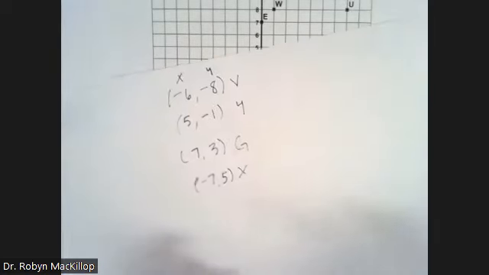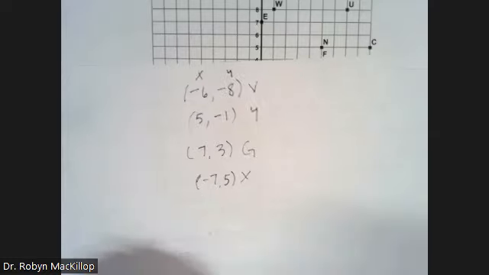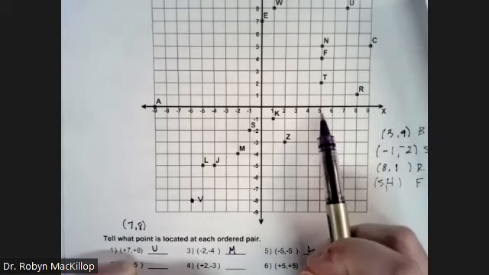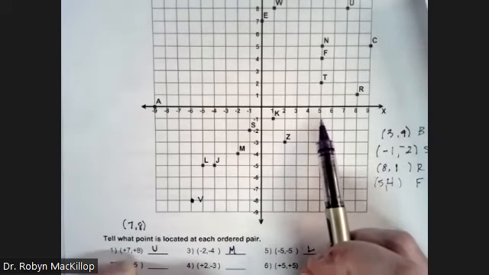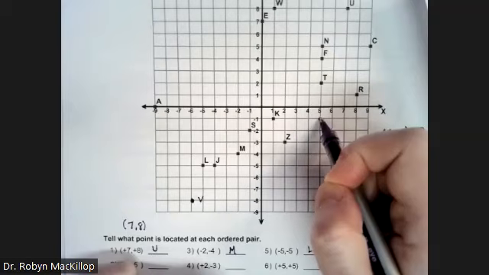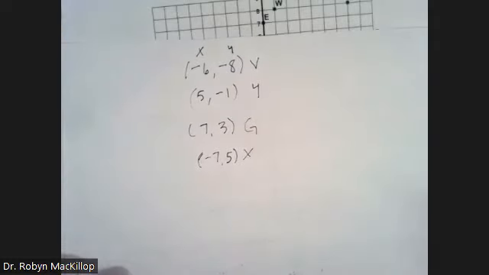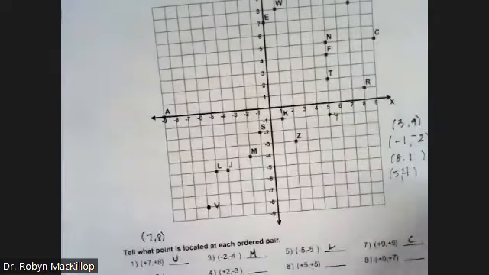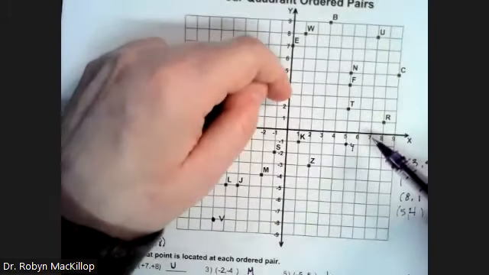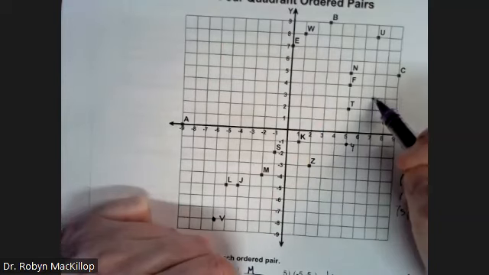Let's do Y. Y is +5, -1. So X is going to be +5. Y is -1. We find 5 on X. And Y is -1. So it's going to be right here. Does that make sense? Yes. Awesome. Then we'll do 7 and 3 for G. So again, find 7 on X and then 3 on Y and let them meet. And right there, that will be your coordinate G.